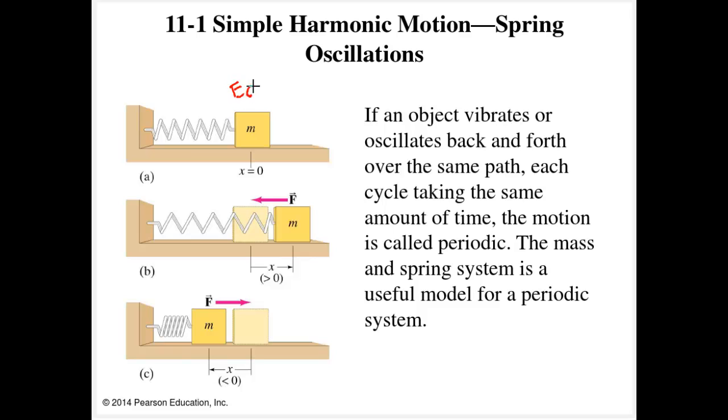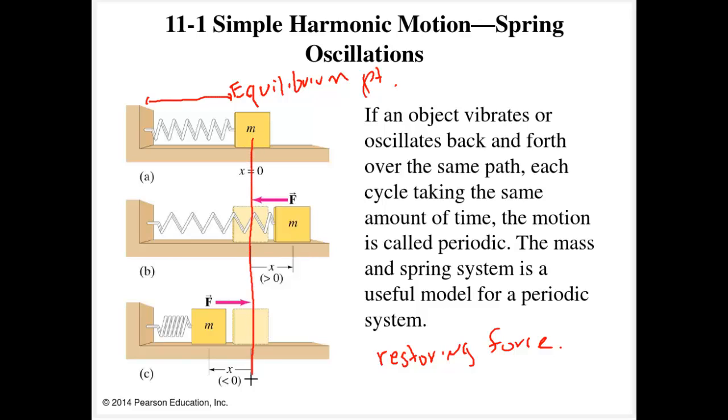So what do we need physically for simple harmonic motion to occur? We're going to need an equilibrium point for the mass on the spring. That's simply going to be the unstretched length of the spring. And we're also going to need something called a restoring force. And this restoring force is going to always want to return the object to its equilibrium point, which in this setup right here is going to be this point, the point of the unstretched spring.